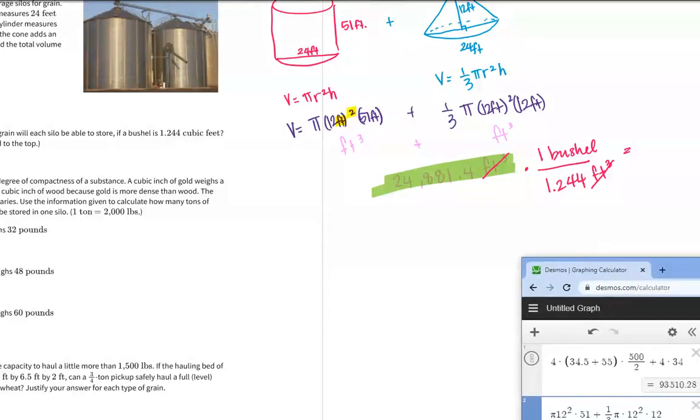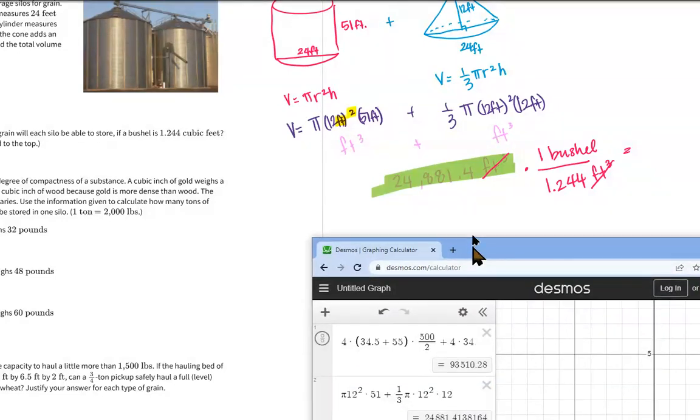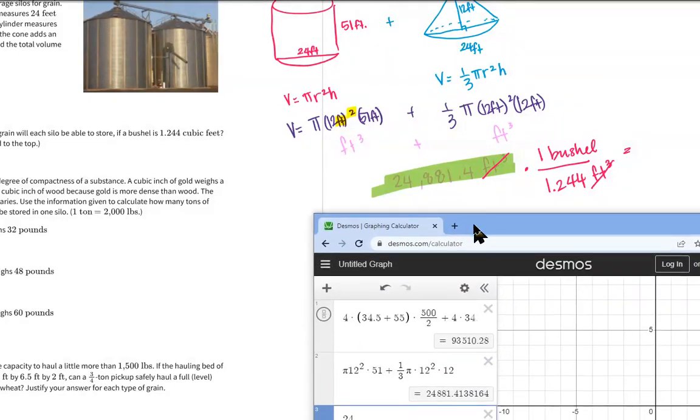So I'm going to take my number that's right here, 24,881, and I'm just going to round it so I don't have so much decimal. 24,881.4 divided by 1.244. That's how many bushels I have. Okay, so I'm just going to go with 20,000.01. Give me a second. Okay, so then I'm going to write my answer as 20,001 bushels. I'm just going to leave it like that.